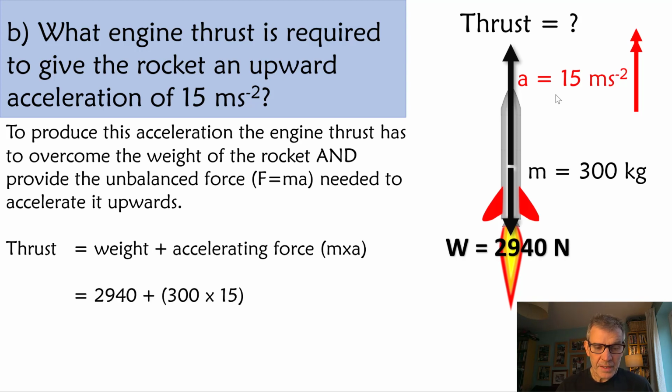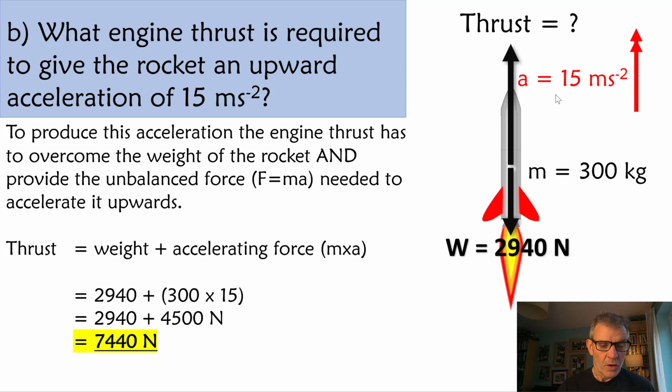Well, we know the weight is 2,940 plus the accelerating force is the mass times the acceleration, which we want, which is 15 meters per second squared, and that comes out to be 7,440 newtons. Good. Hopefully then, if a question like that comes up, you won't fall into the same mistake that most students make.